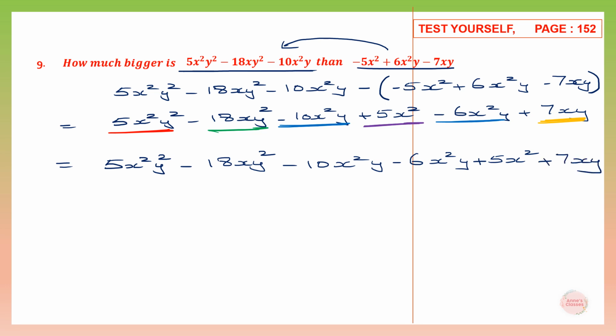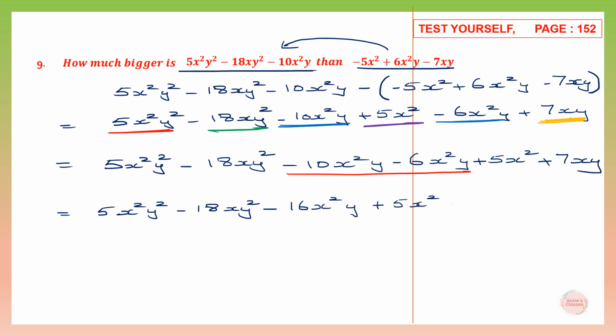So what are the like terms here? Minus 10x square y and this. All the others are unlike terms. So let's write everything else as it is. This is 5x square y square minus 18xy square. Here we have minus 10 minus 6. Signs are the same. Put the same sign and add. 10 plus 6 is 16x square y. The rest of it as it is, 5x square plus 7xy. So we have a final answer here. And what is our final answer? 5x square y square minus 18xy square minus 16x square y plus 5x square plus 7xy.